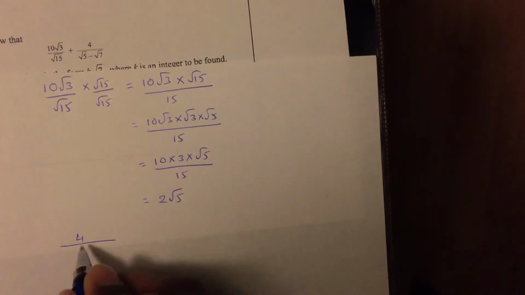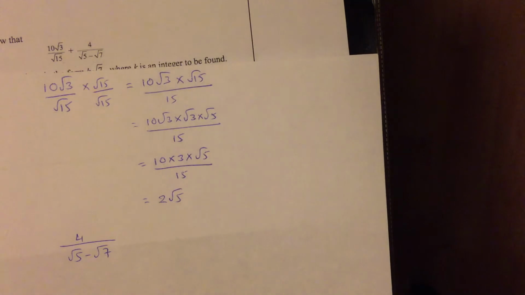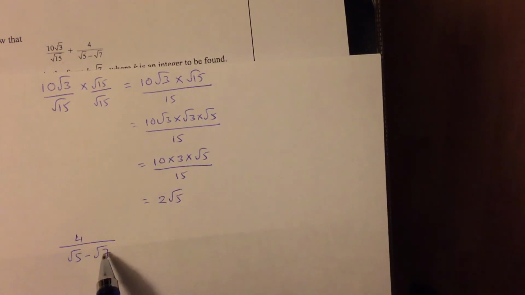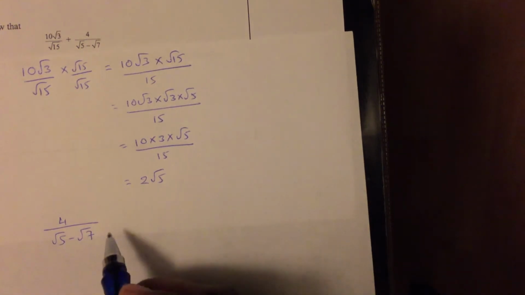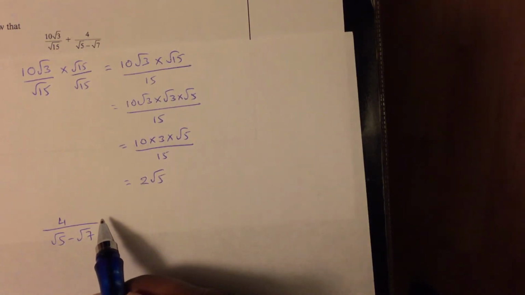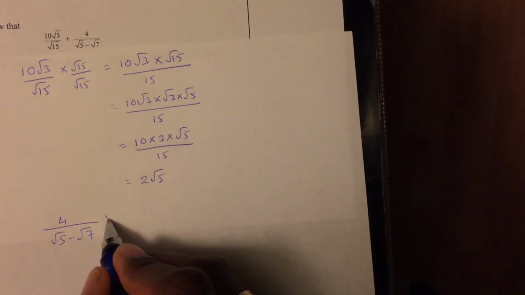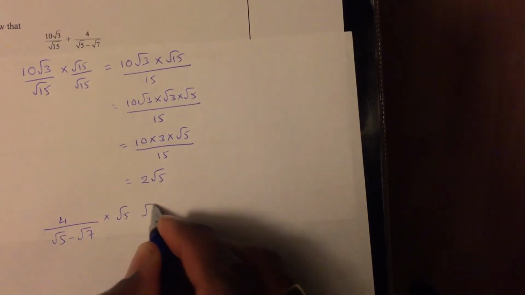So now we need to simplify our second term, which was 4 square root over square root of 5 minus square root of 7. So we use the same principle as we used earlier. So we need to get rid of the surd in the denominator. So to do this, we need to consider the difference of two squares. So we need to multiply by an expression which will get rid of the surd in the denominator. So we multiply by the denominator itself, which is square root of 5 and square root of 7.